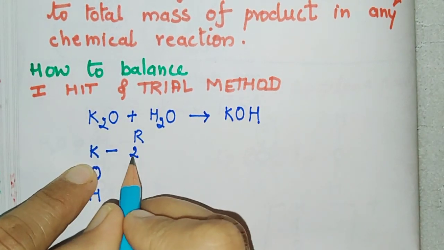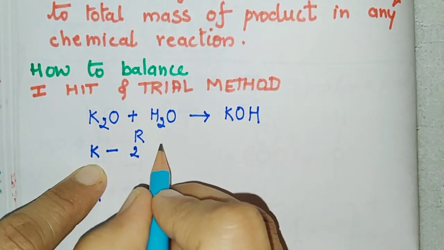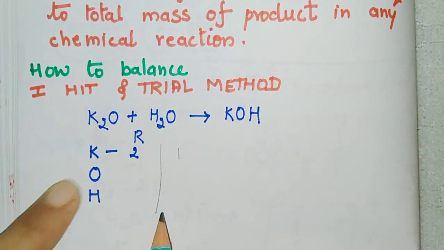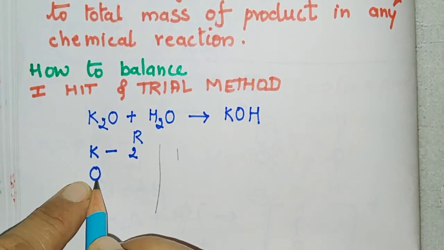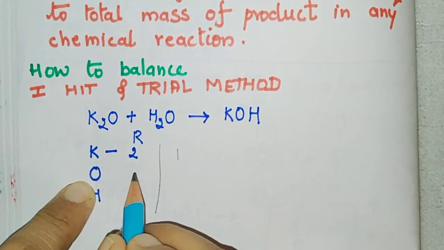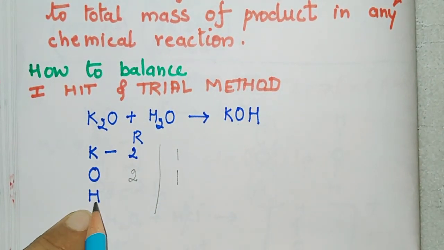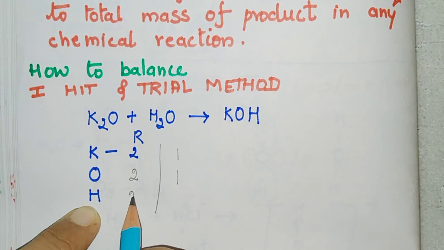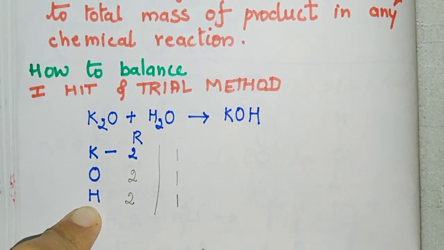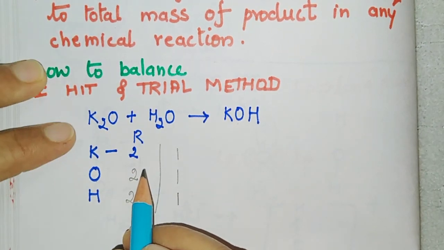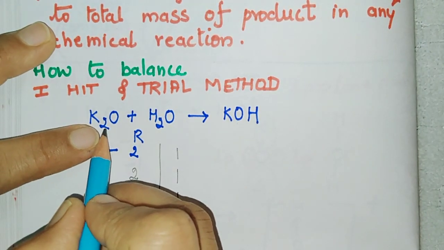Potassium in reactant is how many? 2. In product it is 1. Then oxygen in reactant is 2 and in product it is 1. Hydrogen here is 2 and hydrogen here is 1. Now how to balance it? Now see here, to balance it, what we will see: potassium here is 2.